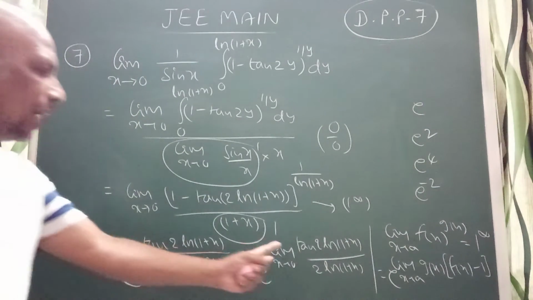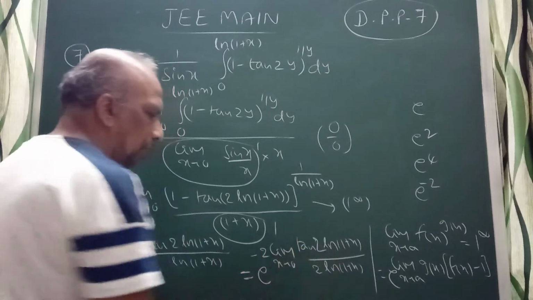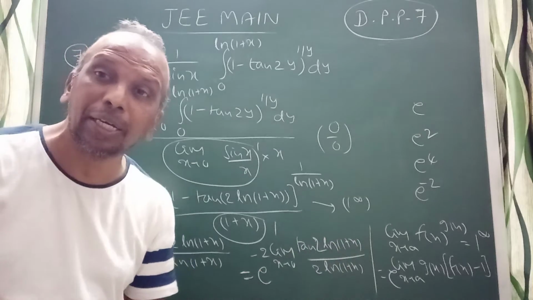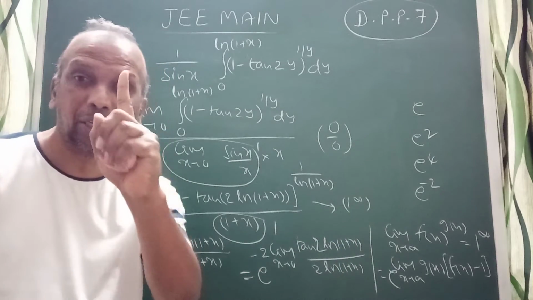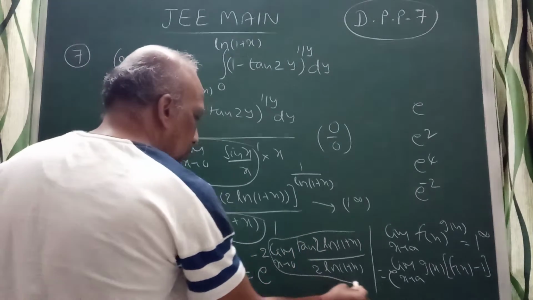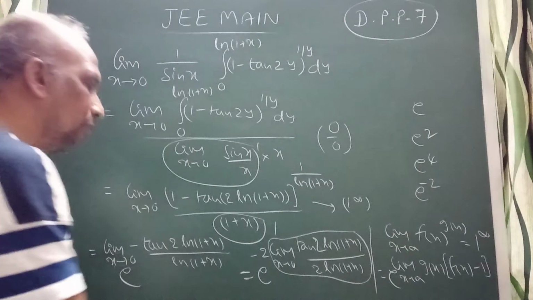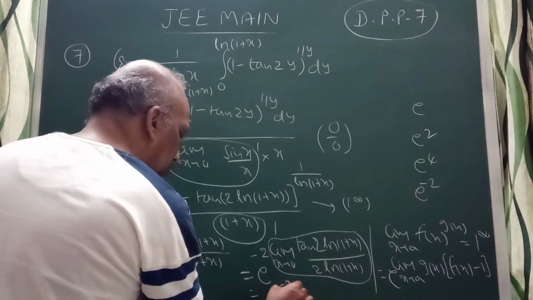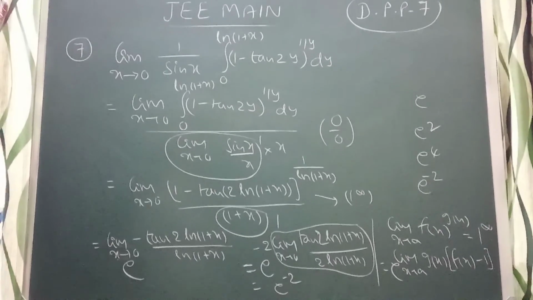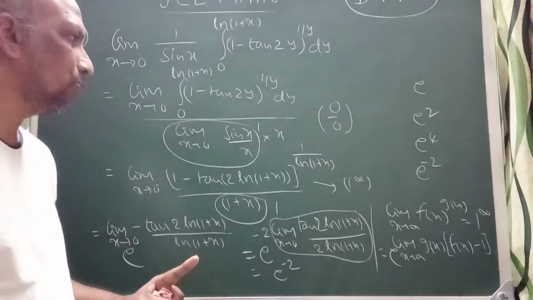Correct, it is in the tan 2 theta by 2 theta form. We know the limit as theta tends to 0 of tan theta by theta is equal to 1. So we get this value as 1, so this will be e power minus 2. The answer should be e power minus 2.